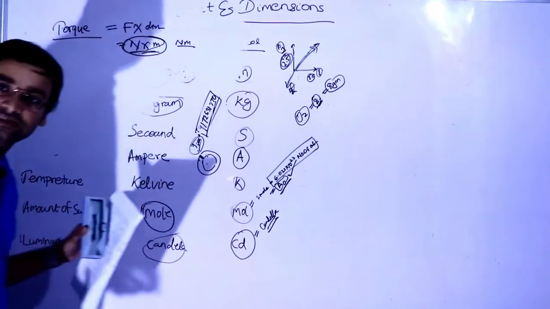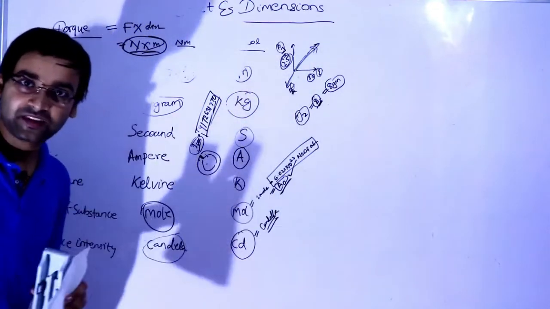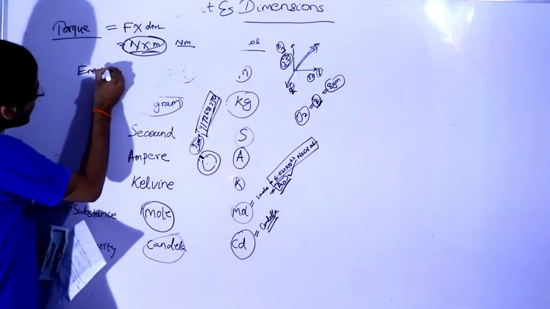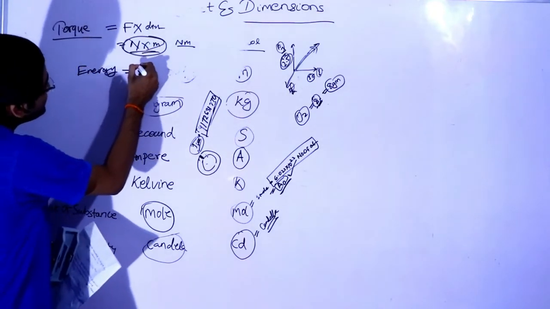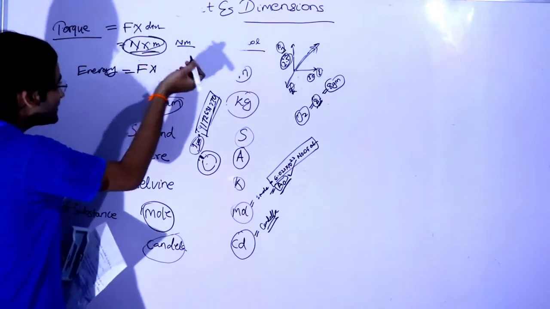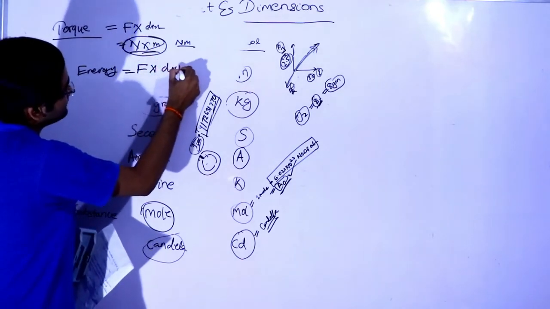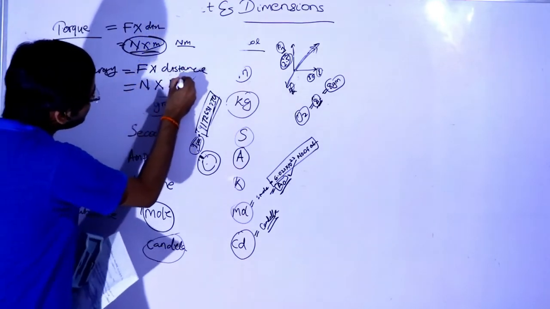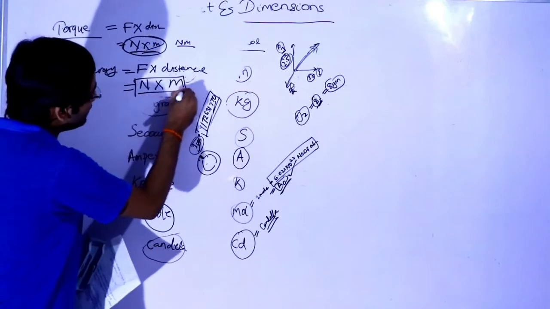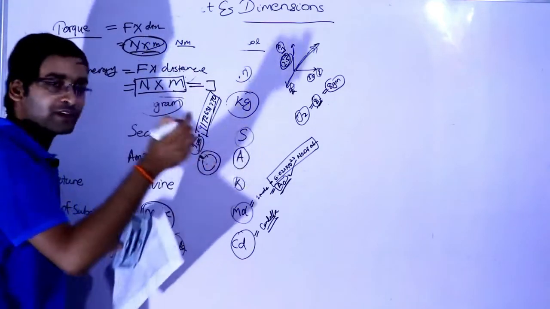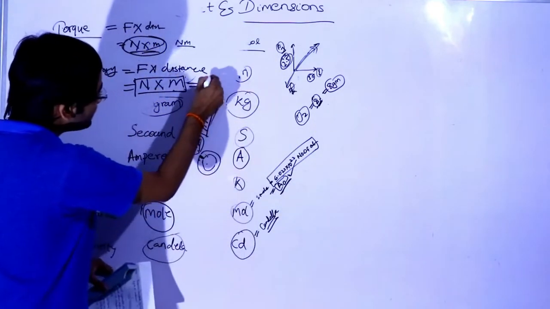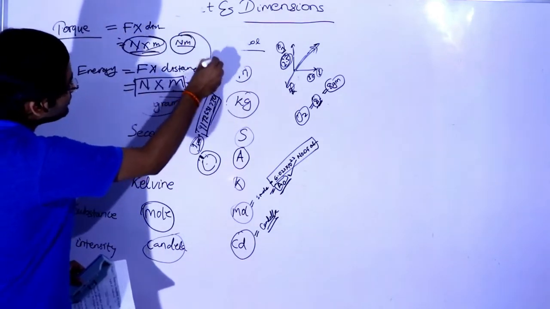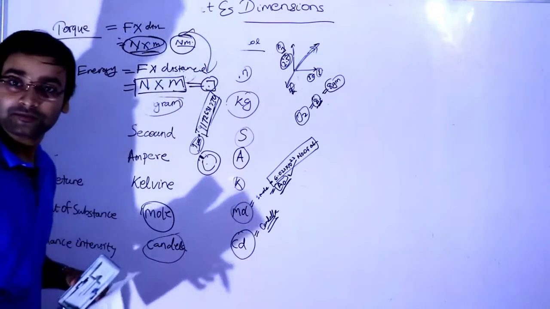Another one is a concept called energy. Energy is nothing but force times the distance. That is called Newton into meter. That is called your joule. So to verify that the unit of energy, the joule, is equal to the unit of torque, and to establish the relationship between them, you require the unit and dimension.